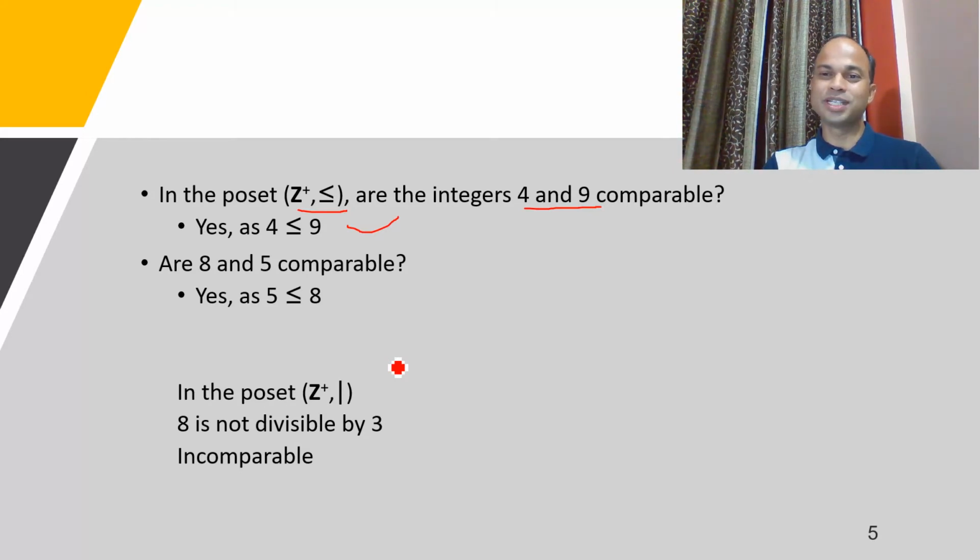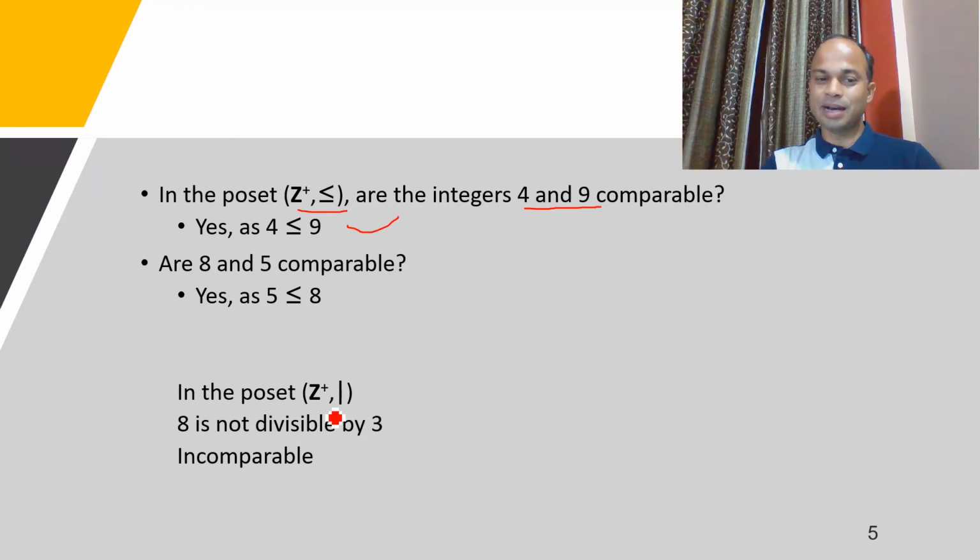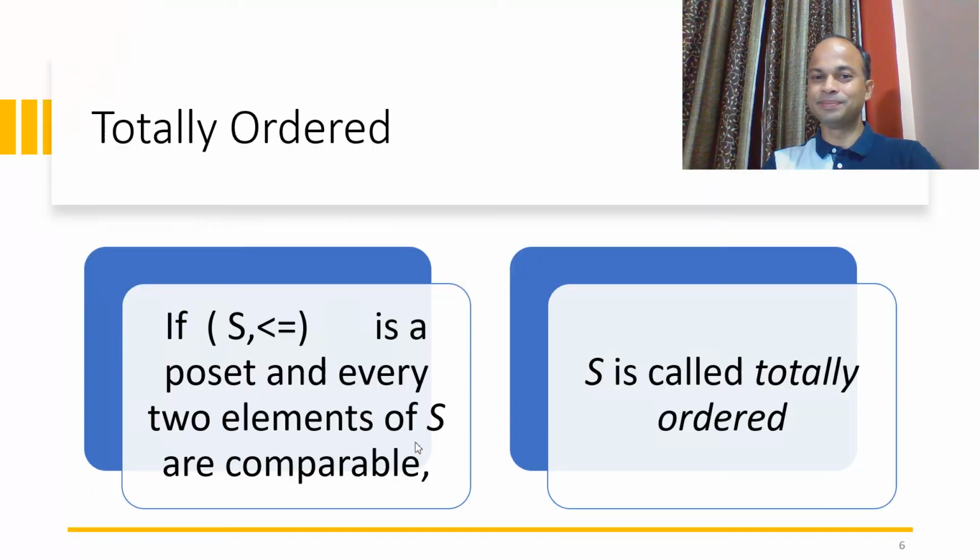If we talk about incomparable elements, then we are taking our same set Z, but relation is here divide. So in the divide relation, say we are taking two integers 8 and 3. In this, we cannot divide 8 by 3. So therefore 8 and 3 are incomparable. So these are the good examples of comparable and incomparable.